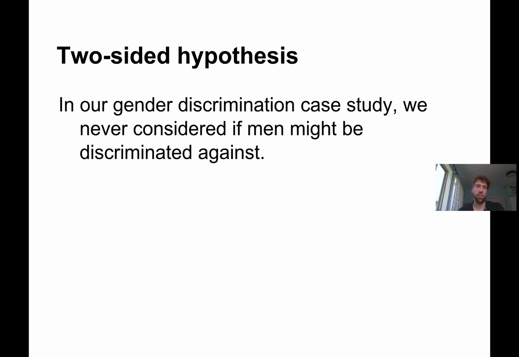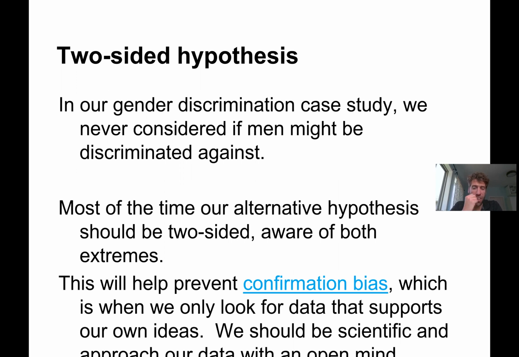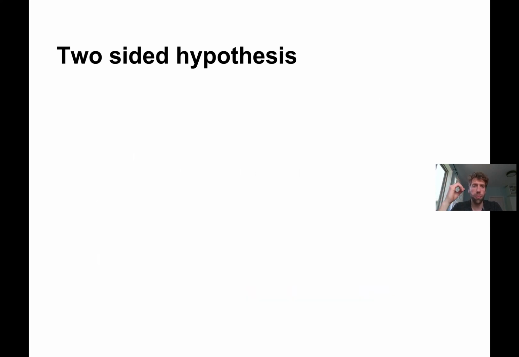So two-sided hypothesis test. So in our gender discrimination case study, we never considered if men might be discriminated against. Well, I did, but in my slides I didn't. All right, so most of the time, our alternative hypothesis should be two-sided, aware of both extremes. This helps prevent confirmation bias, which is when you're unable to think about how it could have been the opposite way of what you assumed.